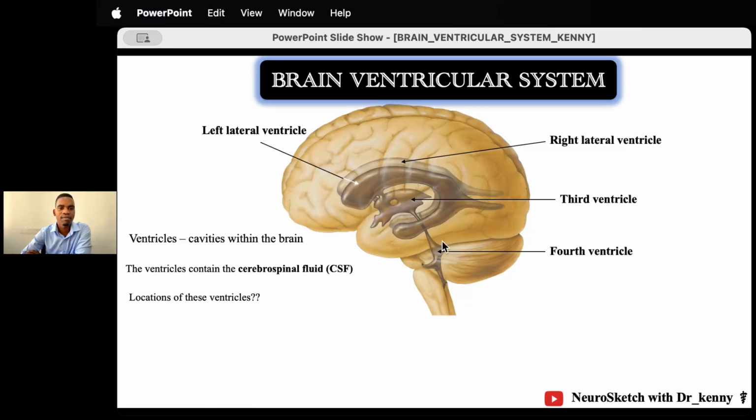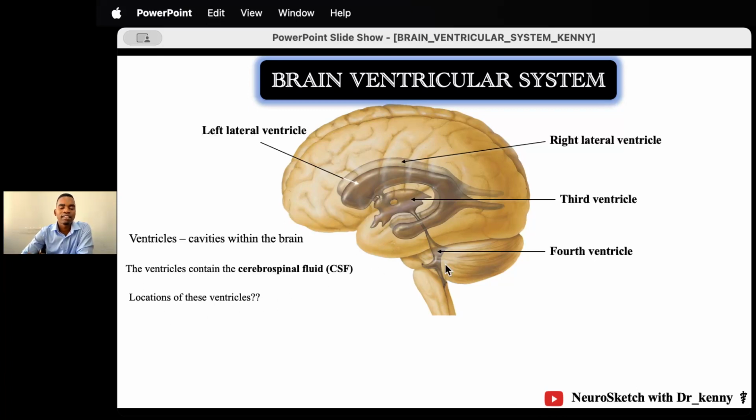What are they one more time? 2 lateral ventricles. So these act as the first and second ventricles, the 2 lateral ventricles, and then we have the third ventricle within the diencephalon, and then also you have the fourth ventricle. This is so important to notice the location of these ventricles.